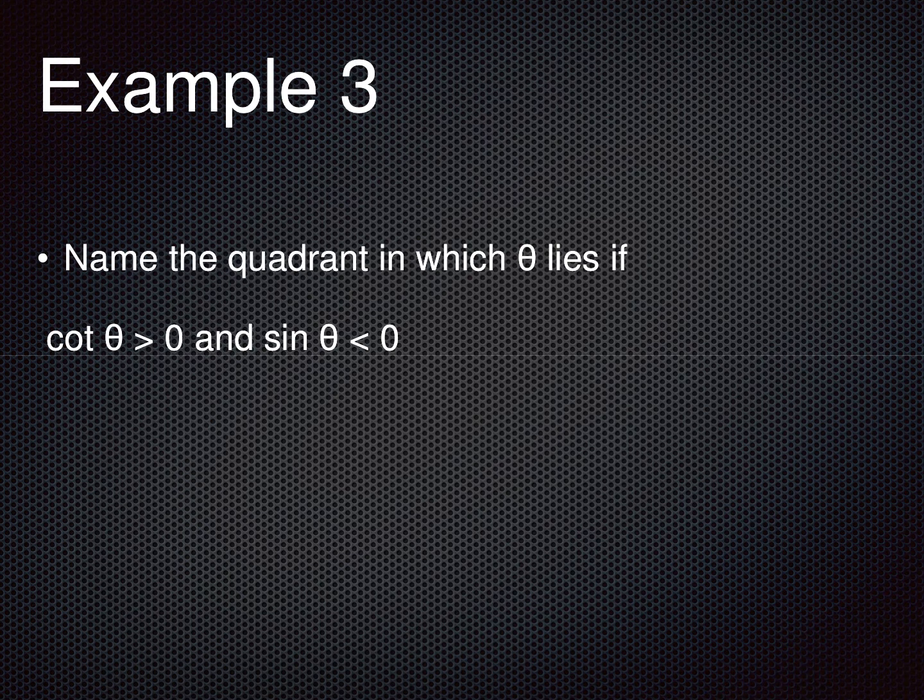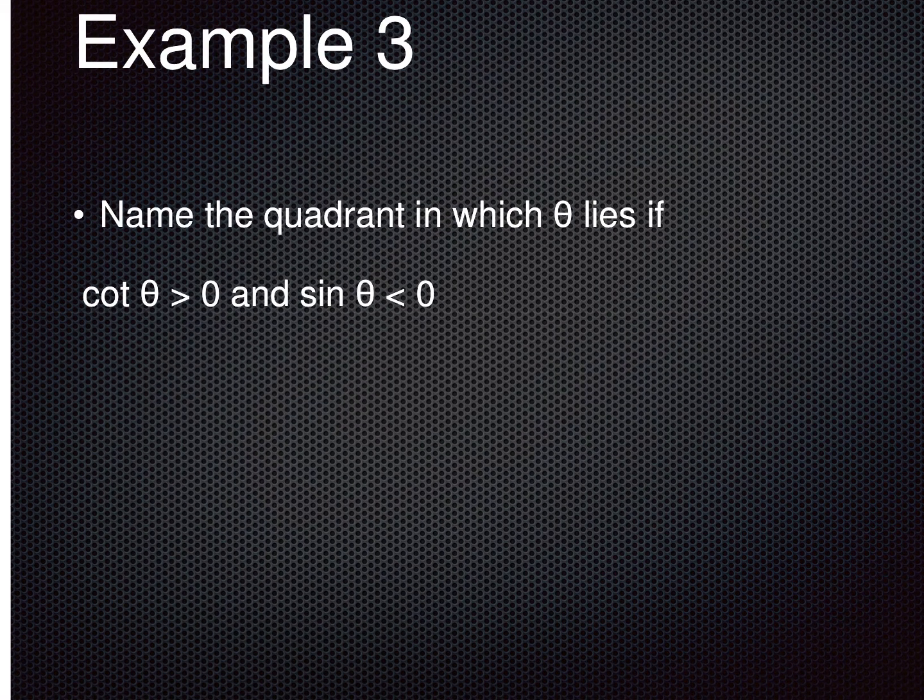Then you use the second one to find the answer. What I mean by that, all right? Let's write out our mnemonic device. Let's write out our quadrants. In the first quadrant, all things are positive. In the second quadrant, just sine and its reciprocal. In the third, just tangent and its reciprocal. And in the fourth, just cosine and its reciprocal.